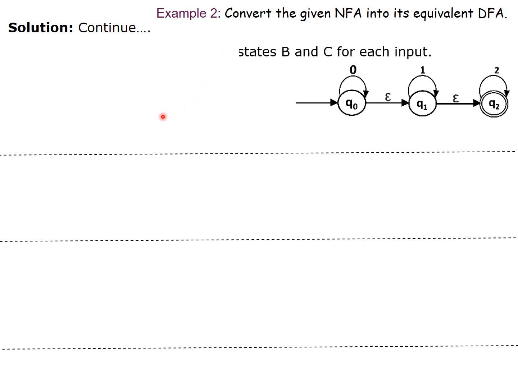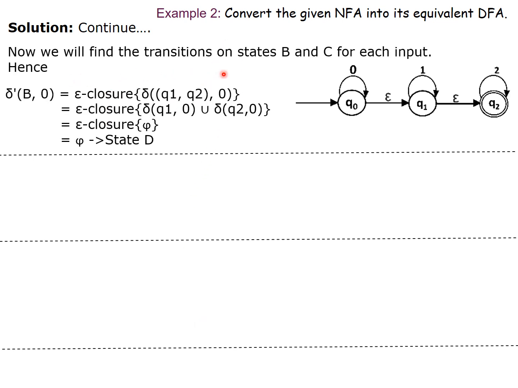Now you will find the transition on states B and C for each input. B on 0: B is nothing but Q1 and Q2, so again you have to split like this. Q1 on 0 does not have any transition. Q2 on 0, there is no transition at all. That will be phi, so epsilon closure of phi is phi itself. We call this state D. For the time being, keep that as state B.